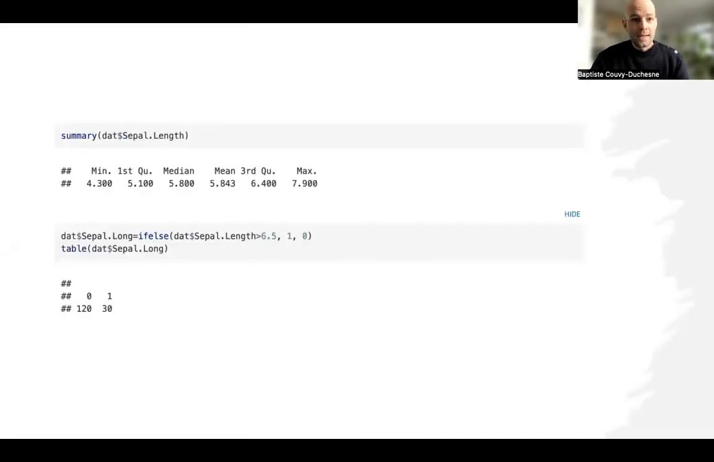So let's do this quickly. We take our sepal length variable, and then we discretize it, assuming that above 6.5 centimeters, the sepal length is considered long.